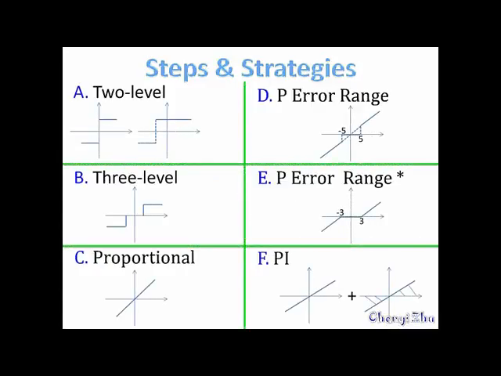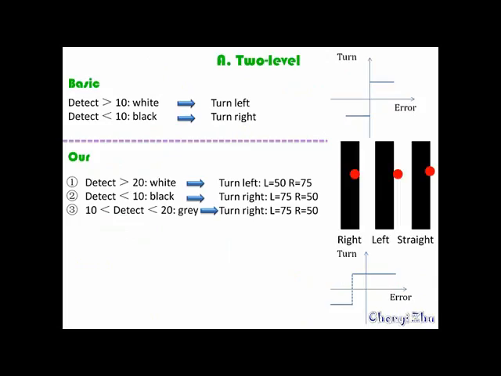We have 6 controllers: 2 level, 3 level, proportional with error range, improved proportional with error range, and proportional integral controller. First is the 2 level. The basic form is to distinguish the black place and white place with a certain feedback signal, and the robot will chatter along the line suggested by this graph.